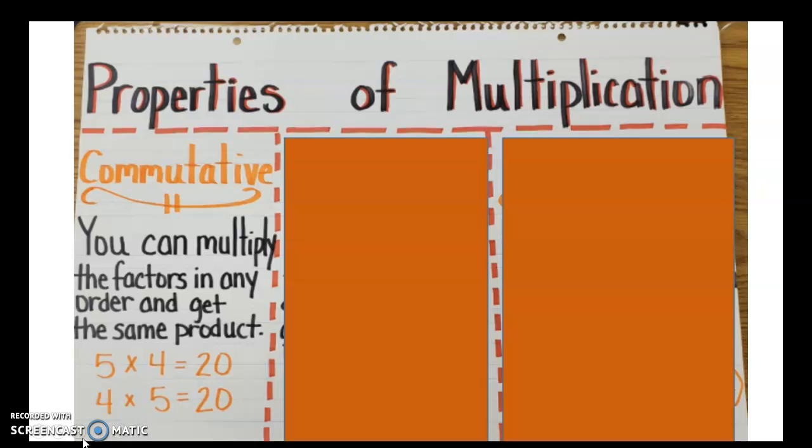It says that you can multiply the factors. So in the example below, the factors are the 5 and the 4. So you can multiply the factors in any order and get the same product or answer. Your product is your answer. So you can do 5 times 4 equals 20, or you can switch them around and get 4 times 5 equals 20. Either way works.